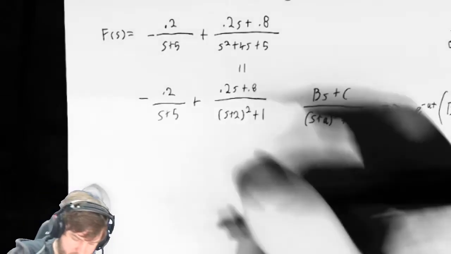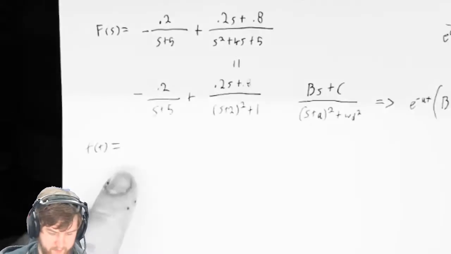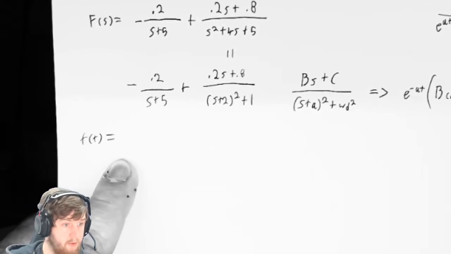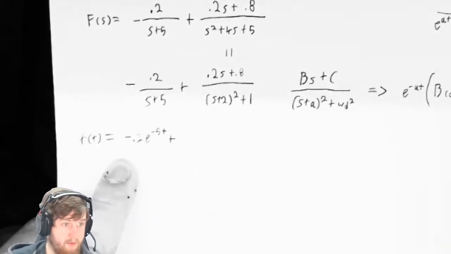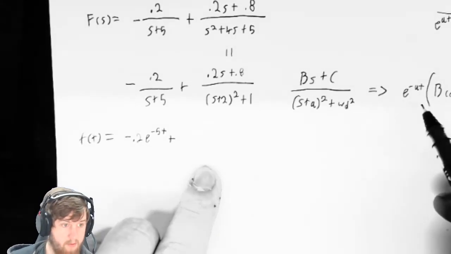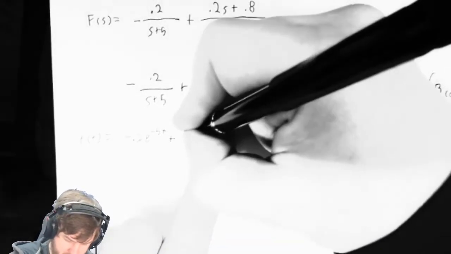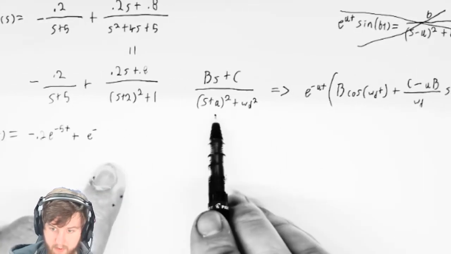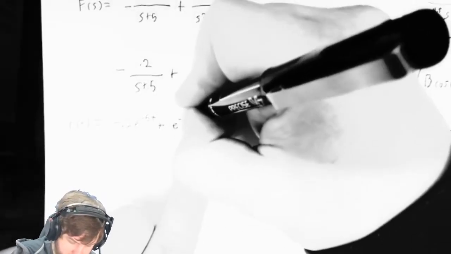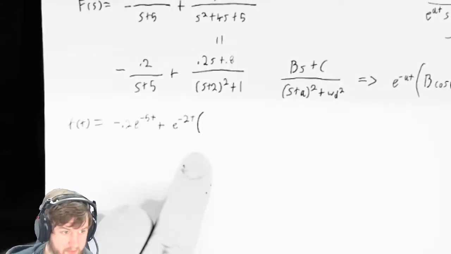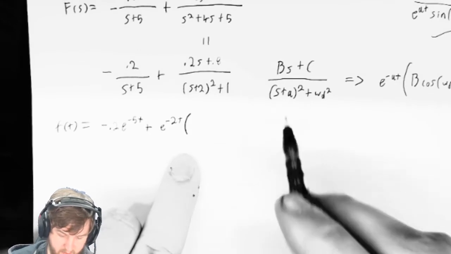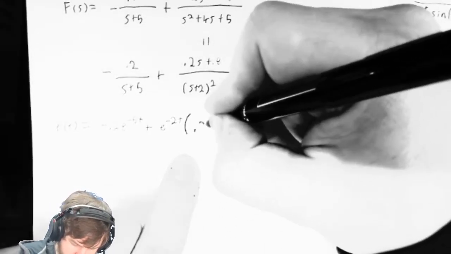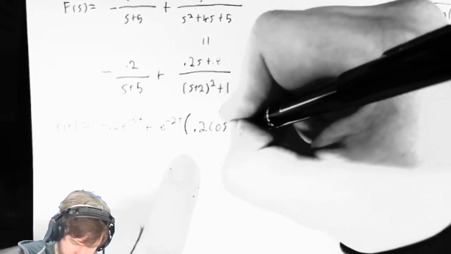we can now say that f of t is equal to, so that one's easy, that's just negative 0.2 e to the negative 5t plus, so now what we can do is let's put our a here, our 2 here, so that's going to be e to the negative 2t times b, which our b is 1/5, which is 0.2. So we'll put 0.2 cosine t.